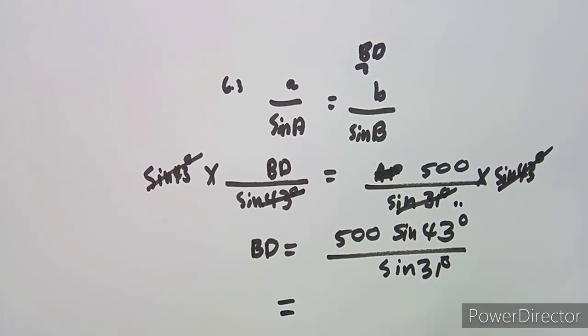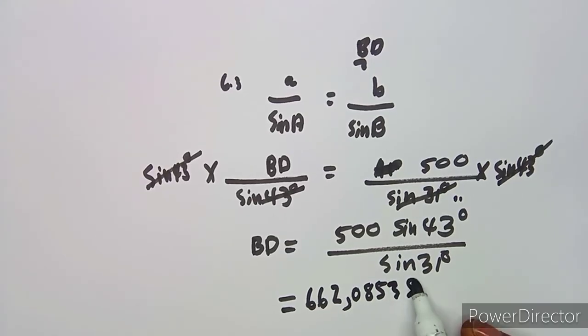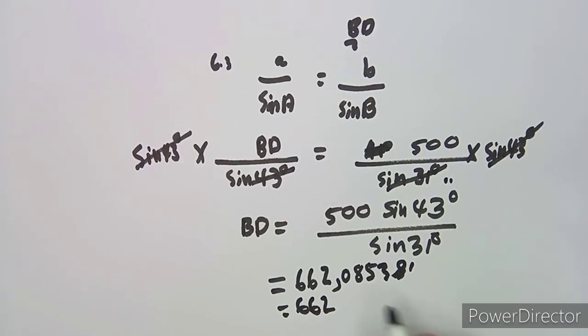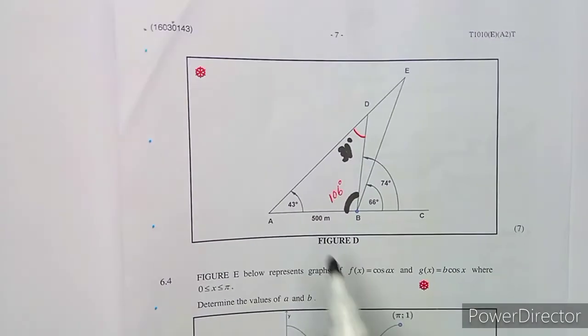All right, so you just use your calculator there to simplify, and this is going to give us something like 662.085381. So 662 to 3 decimal places, which is 662.085. That's our BD. And remember, the other units are in meters, so this will be in meters because this is in meters.